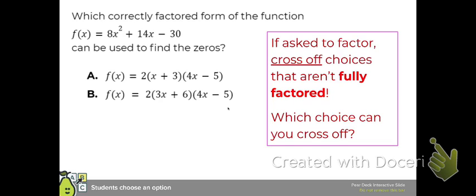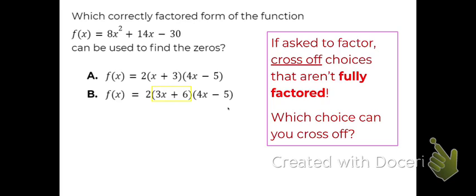So this was a state test question, and what I would ask you to do is first, they're asking us to factor that polynomial here. You want to look at the choices and see, are there any that I can eliminate because they're not already fully factored? So which of these can I cross off because it's not fully factored? B. B is not the answer because 3x plus 6 is not fully factored. I can divide 3x and 6 both by 3. I can factor out something else. So B cannot be the answer.